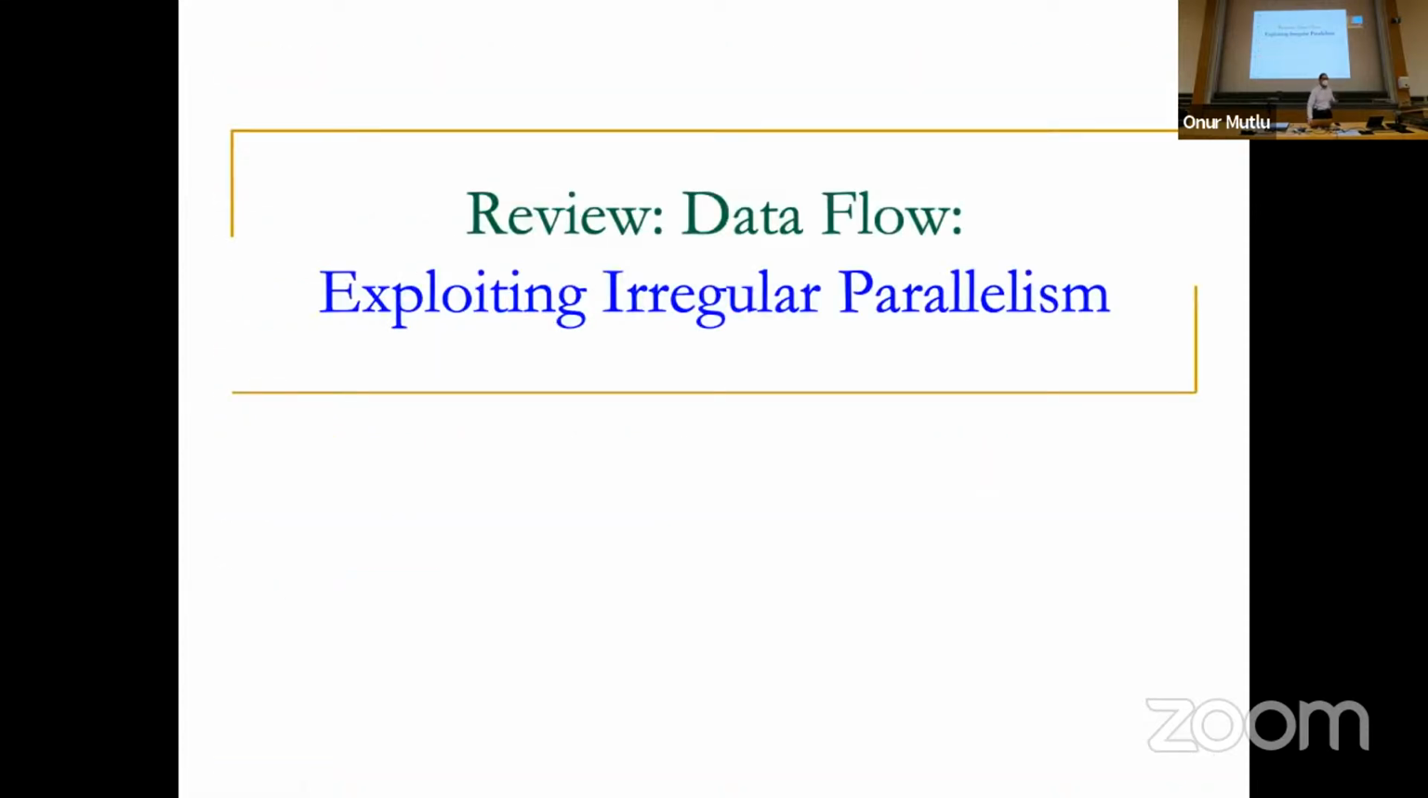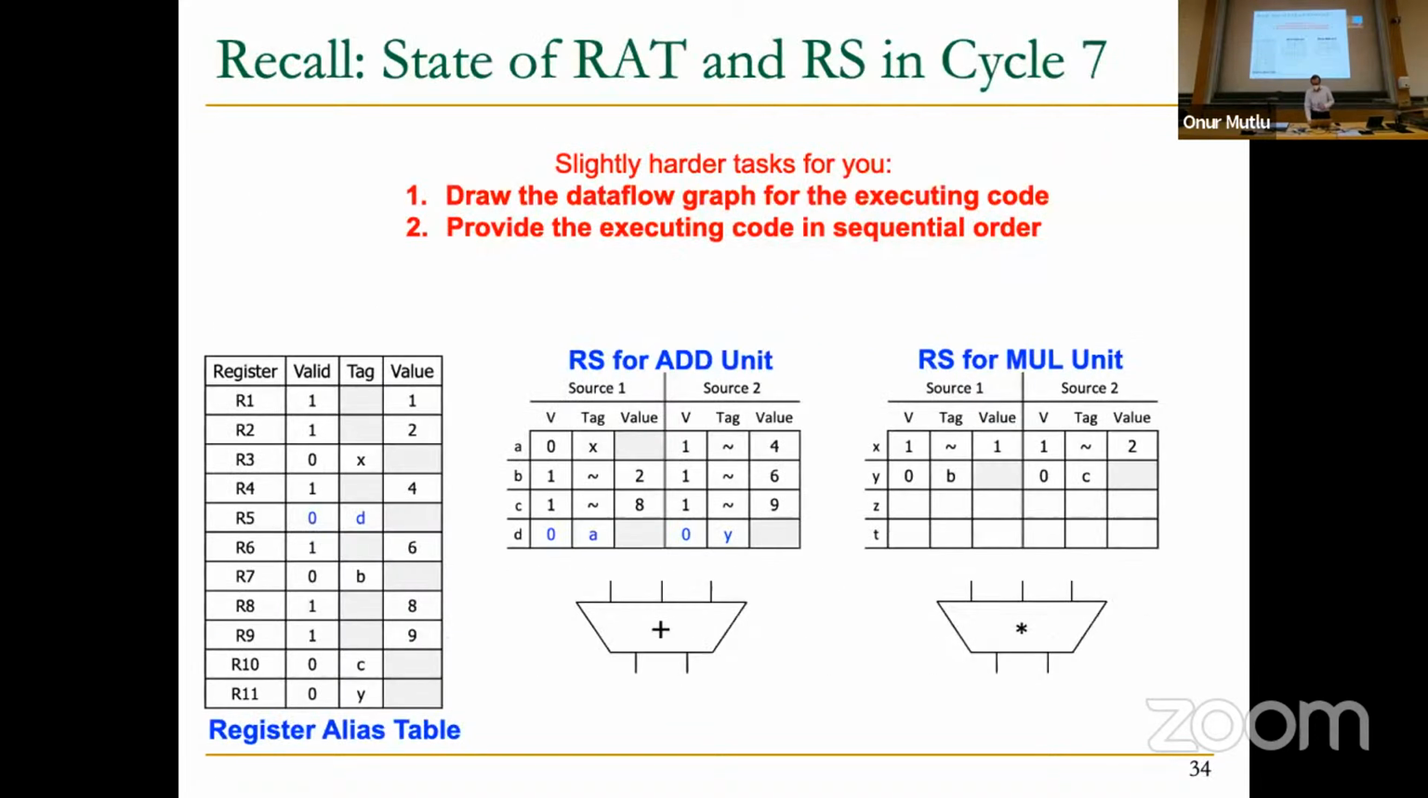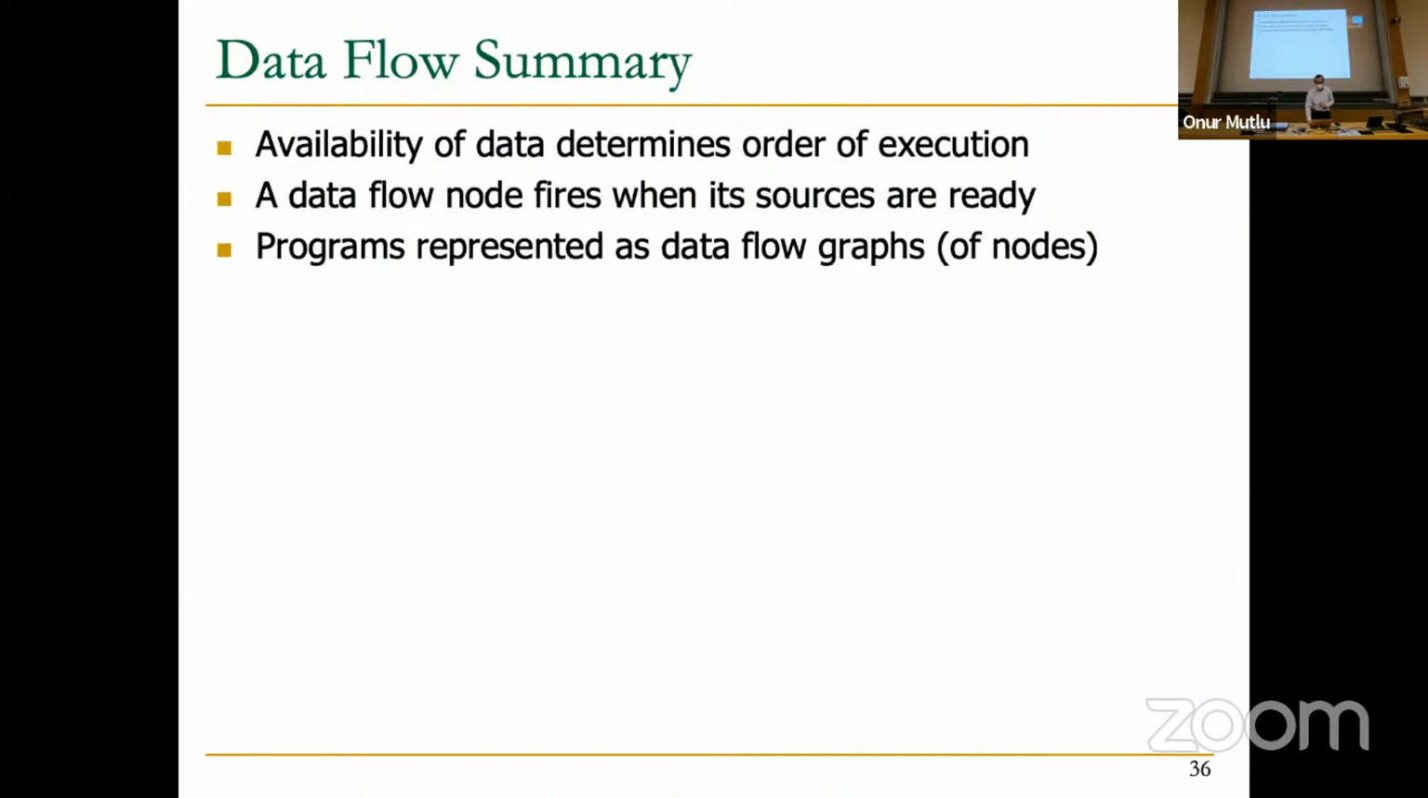So data flow, this is just a review. So I'm going to go through some of this relatively quickly. I call it also exploiting irregular parallelism, as I mentioned earlier. Basically, an out-of-order execution engine is a restricted data flow engine. Why is it restricted? Because it's not a full data flow machine, right? It's still taking von Neumann programs, sequential programs, and extracting a data flow graph out of it to execute things out of order and get some benefits. And this is, again, a reminder. So just to summarize data flow, again, availability of data determines the execution order. It's not when you fetch an instruction. It's the availability of data that determines an execution order.